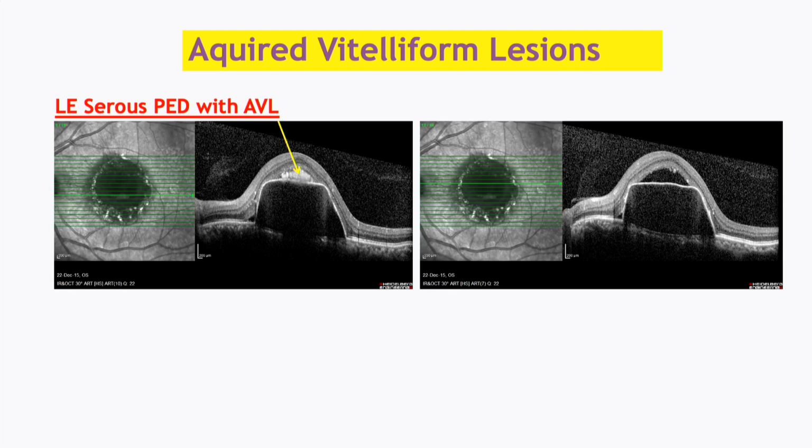In this regard, another biomarker you see is the acquired vitelliform lesions, or AVLs, under the retina and between the RPE.